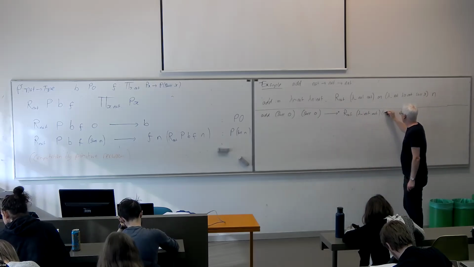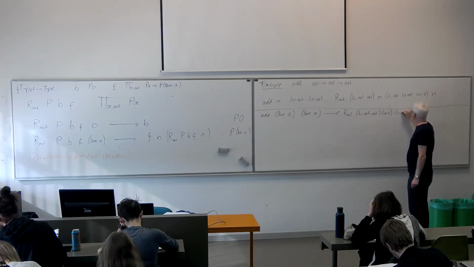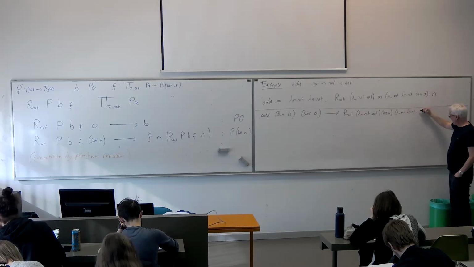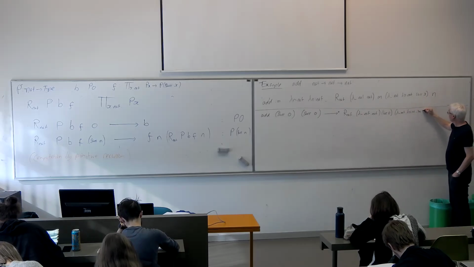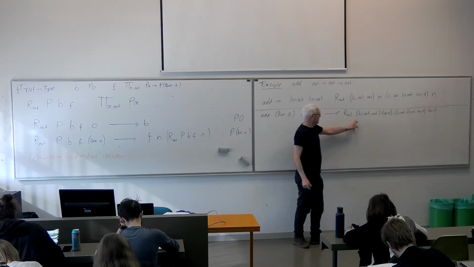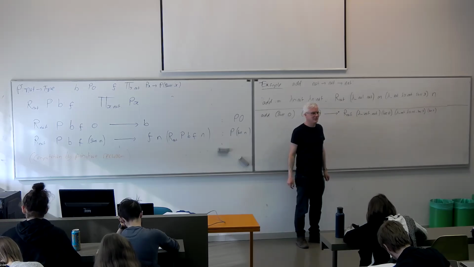So instead of n, we have successor of 0. Get this function with a dummy variable. It's basically saying take the recursively defined value and take its successor. And n is again the successor of 0. Okay, so which rule applies now? Which computation rule? The lower one.